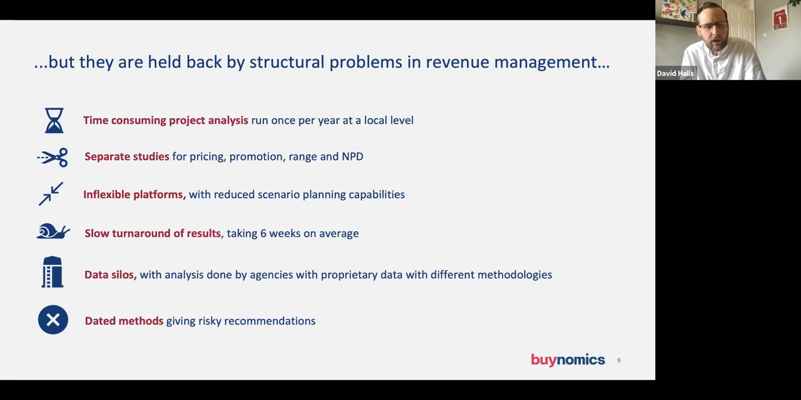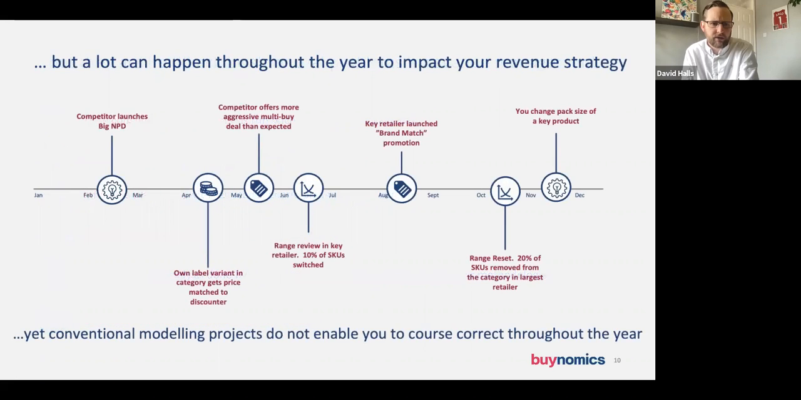A lot of the platforms people use tend to be quite inflexible as well, because there is an infinite number of scenarios that could happen that you need to try and account for. These things are quite slow, and they tend to be provided by companies that have their own data and different methodologies, all within their own data silos. A lot of these methods are quite dated now, and it's ultimately one of the reasons Buynomics was created, to get around these sorts of issues. But let's play this out in a little more detail.